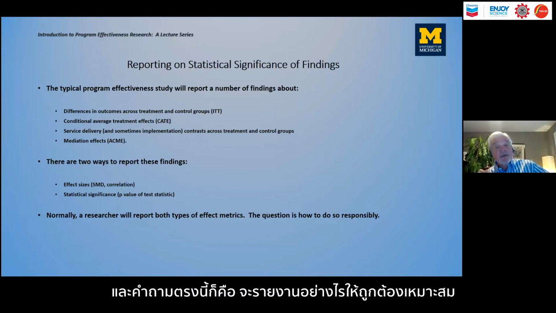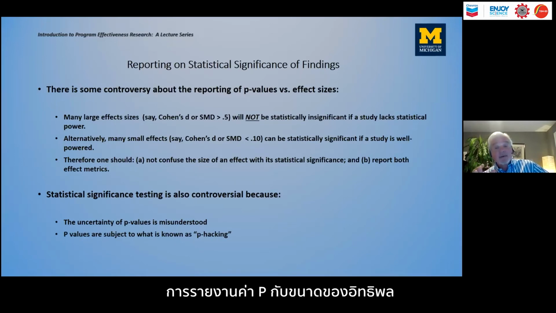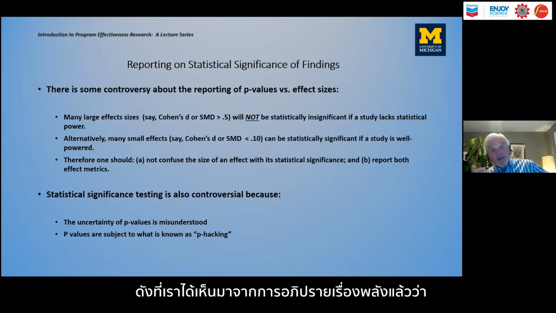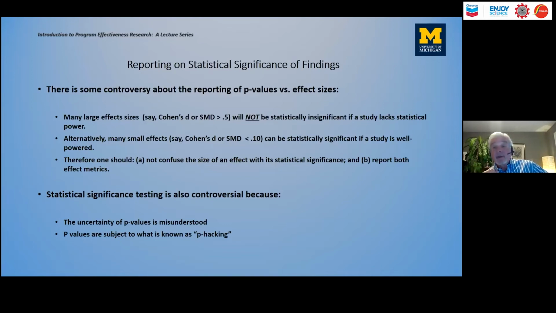And the question here is how to do that responsibly. So it turns out that there's some controversy about the reporting of p-values versus effect sizes. And mostly the controversy revolves around reporting p-values, not effect sizes. So the problem, as we have seen from our discussion of power, is that many large effects that you find won't be statistically significant if your study lacks statistical power.